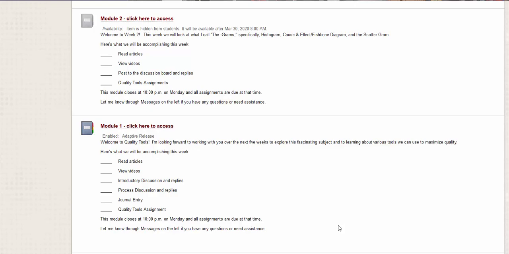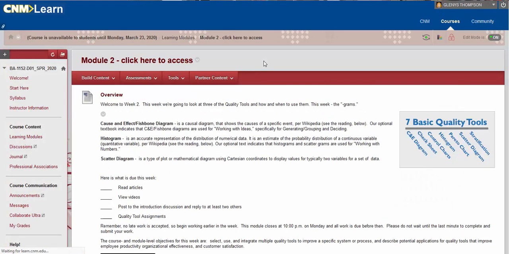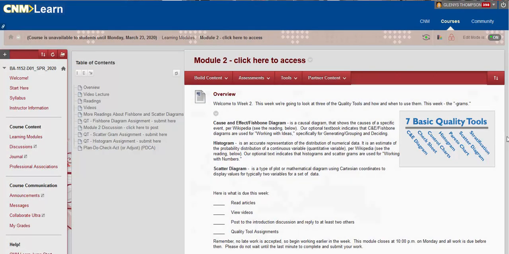This week we're going to get into the 7 quality tools, and we're going to look at what I call the grams: histogram, cause and effect or fishbone diagram, and scattergram. These are 3 tools of the 7. We're actually going to be given data, and you're going to submit homework to me. So I'm going to go into the module and give you a little bit of information.